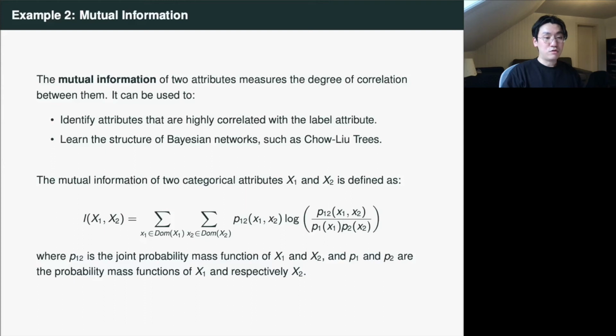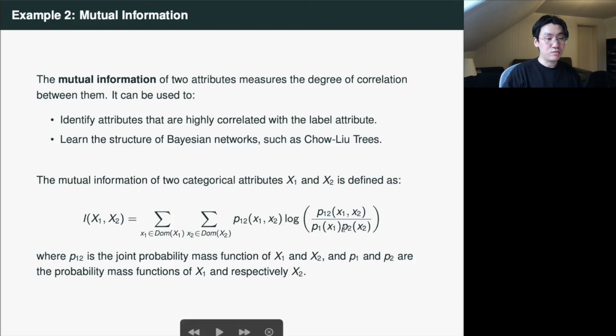For two attributes x1 and x2, the mutual information of them is defined as this. In this formula, P1 is the probability mass function of feature x1. P1 of a given x1 is defined as the number of tuples that have this x1 value over the number of all tuples in the dataset.